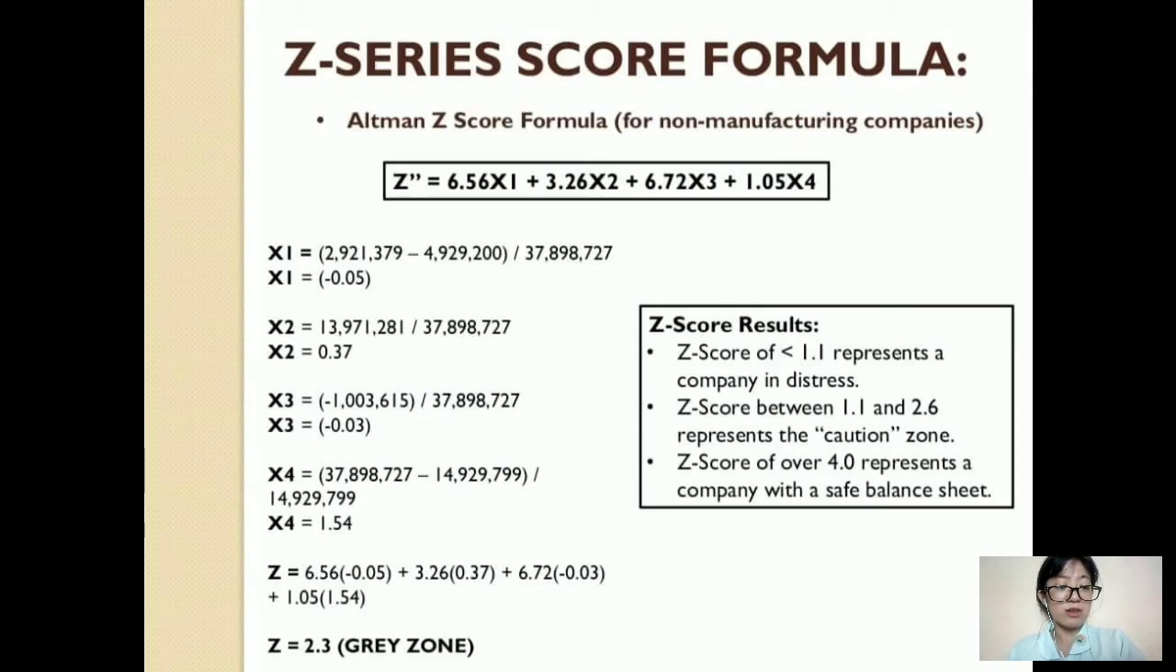After we get all the values of the financial ratios, we are now going to substitute them into the formula. So 6.56 times negative 0.05 plus 3.26 times 0.37 plus 6.72 times negative 0.03 plus 1.05 times 1.54 is equal to 2.3. A Z value of 2.3 represents that the company is in the caution zone, that its financial position and instability are moderate, and there is a chance of bankruptcy.